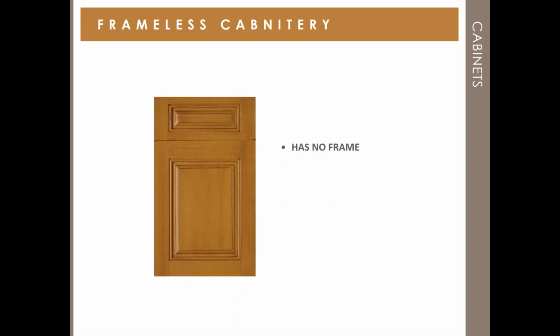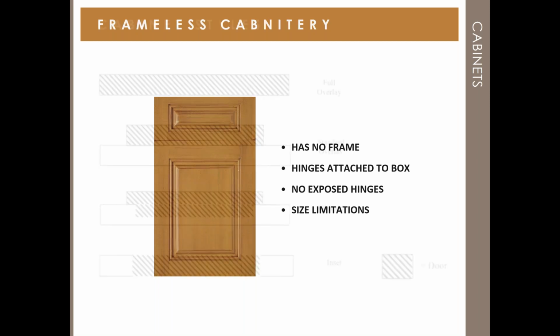Frameless cabinetry, no frame. Hinges are attached to the box itself. No exposed edges, hinges. Size limitations. The biggest frameless cabinet you're probably going to get is anywhere between, I would say, 42 to 48 inches with frameless. Otherwise, you'd run into situations with shelf sagging and the box not squaring up and things like that.